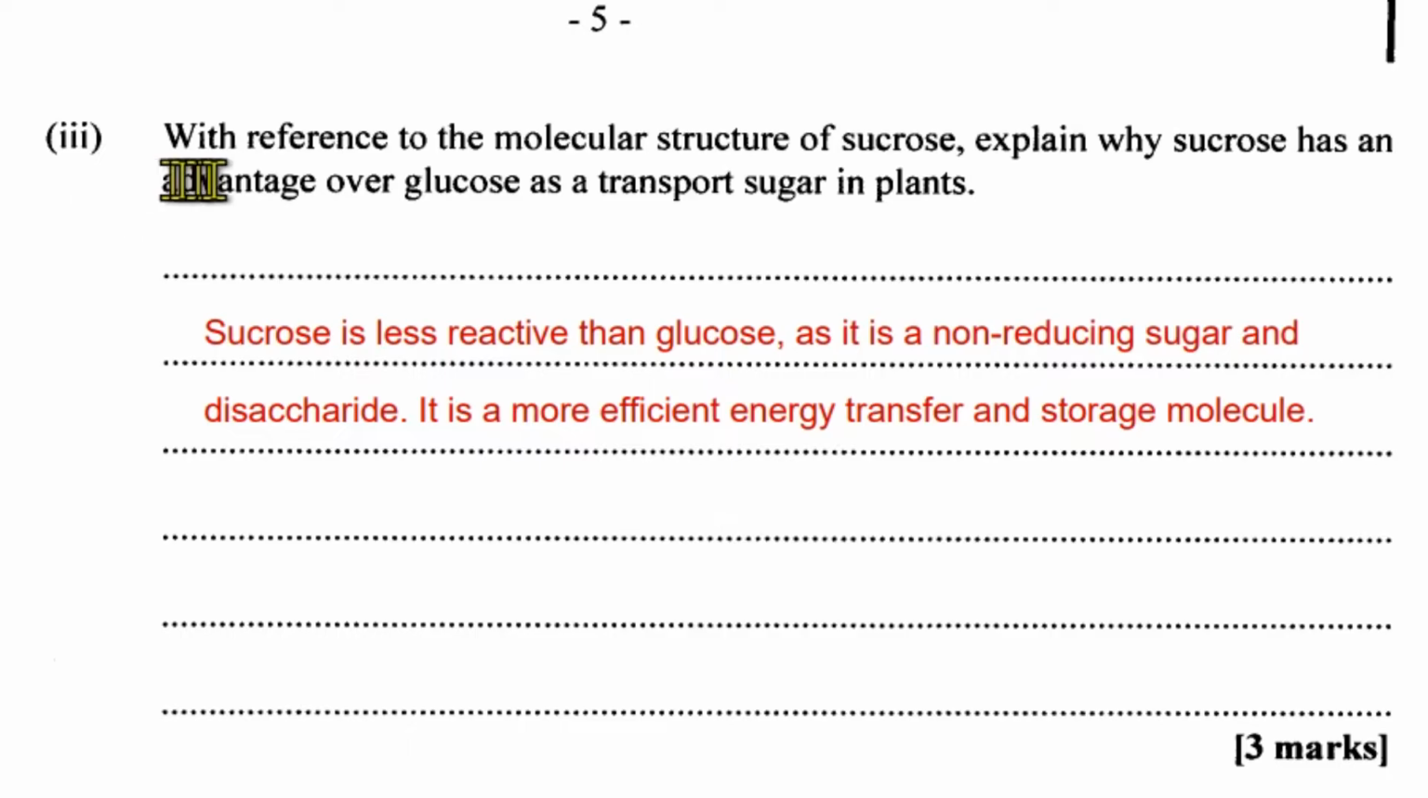Part 3. With reference to the molecular structure of sucrose, explain why sucrose has an advantage over glucose as a transport sugar in plants. We would have seen previously that a sucrose molecule is a glucose and a fructose bonded together. So sucrose is a disaccharide, which means two sugars. Sucrose is less reactive than glucose. It is a non-reducing sugar and a disaccharide.